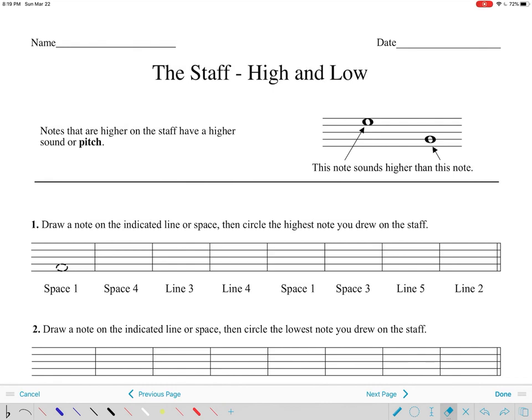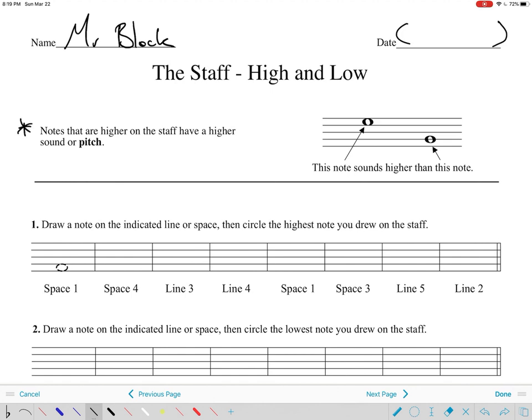This is Mr. Block, and we will be working on worksheet number 2 of the Elements of Music, Unit 1. The staff, high and low. We'll start by writing our name at the top, and also filling in the date.